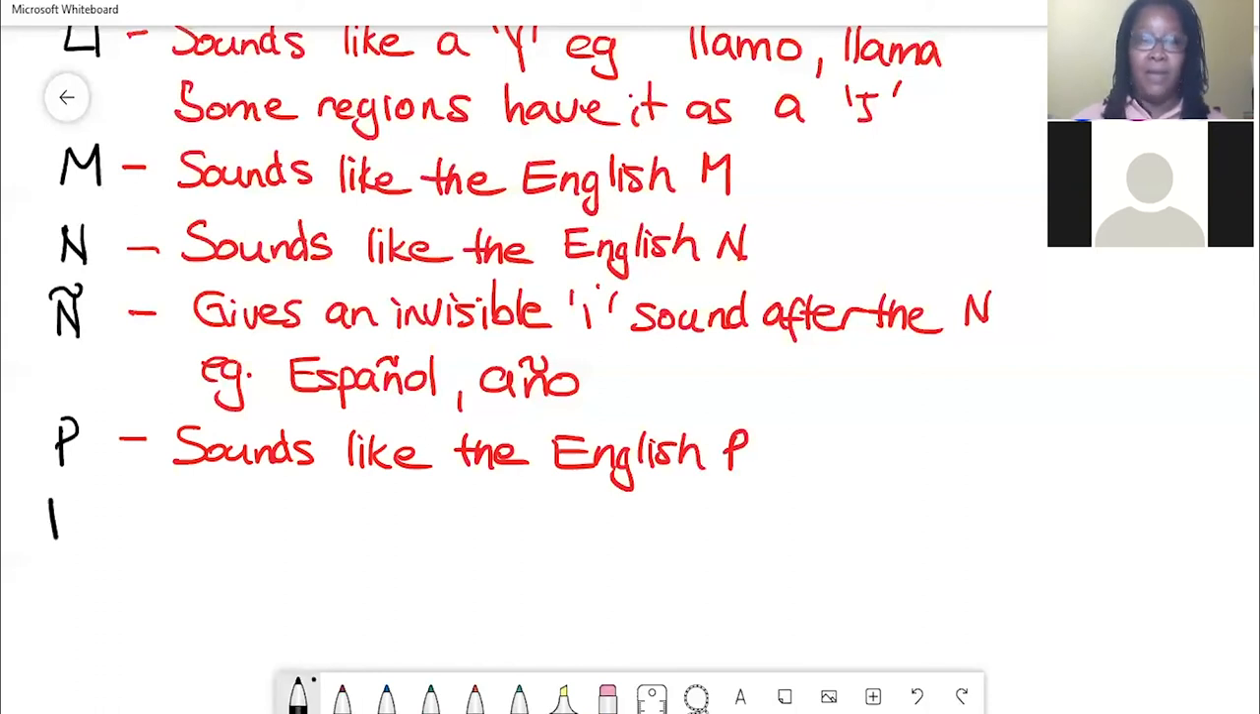R, ere, again, the only trouble with ere is that it likes to roll around a little bit. So it sounds like the English R, but has to be rolled slightly.